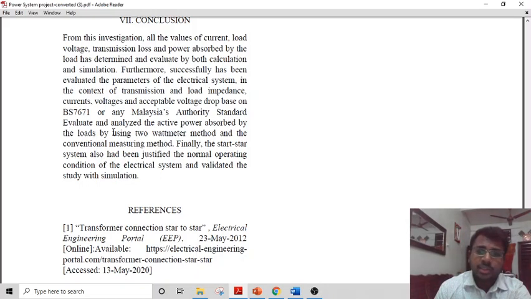Evaluate and analyze the active power absorbed by the loads by using the two wattmeter method and the conventional measuring method. And finally, the star to star system also has been justified under the normal operating condition of the electrical system and validated with simulation.